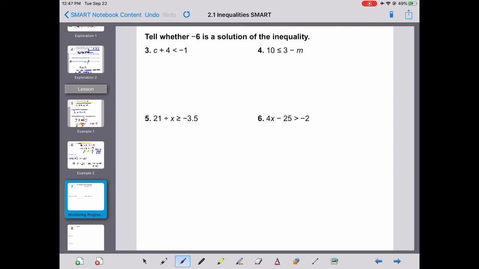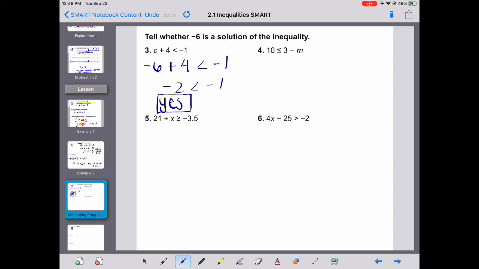Tell whether -6 is a solution to the inequalities. So pause the video, try these on your own, and then we'll go through them. Okay. In the first one, you end up with -2 is less than -1. This is a true statement, so yes, it is a solution.